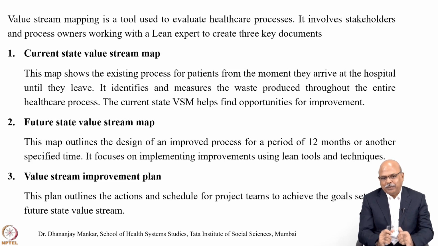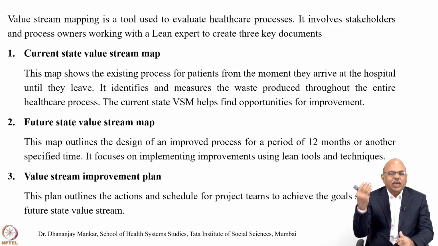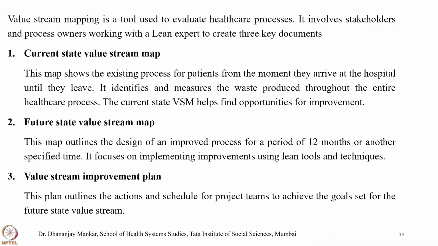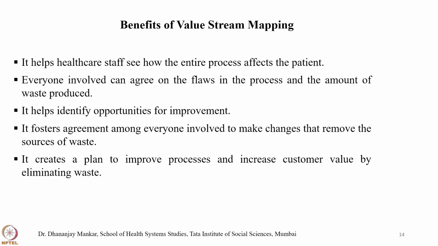Future state value stream map. This map outlines the design of an improved process for a period of not less than 12 months or another specified time more than that. It focuses on implementing improvements using lean tools and techniques. Value stream improvement plan. So, what is this plan about? This plan outlines the actions and schedule for project teams to achieve the goals set for the future state value stream.